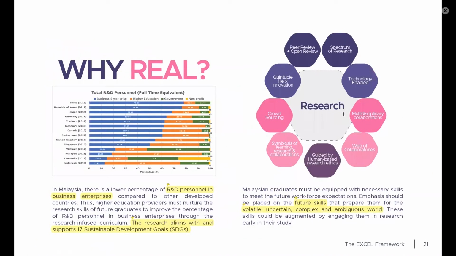All right, so come back to REAL. Why REAL? Apart from the reason that I explained earlier, that the students don't really practice or experience the research that they learn throughout their bachelor degree, when we look at the total R&D personnel in the world, you can see that in most of the developed countries, R&D personnel are in the business enterprise. The blue one is business enterprise, the orange is higher education, the green one is the government, and the yellow one is the non-profit. Of course, the non-profit will be the least among the rest.